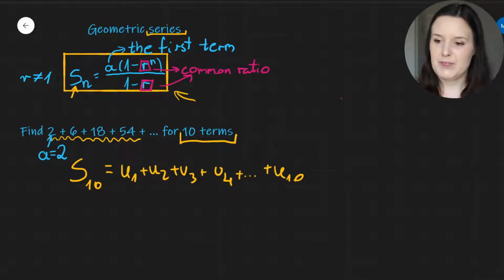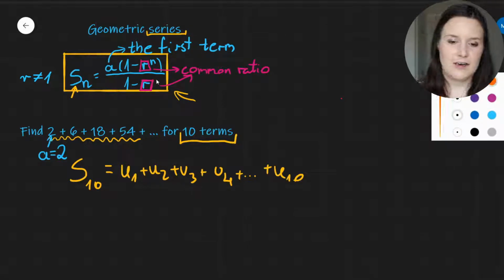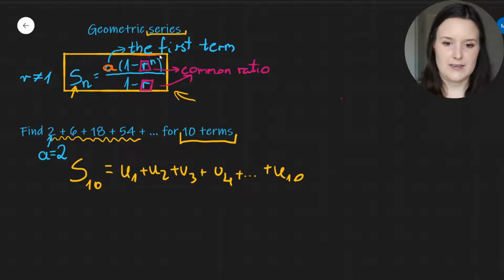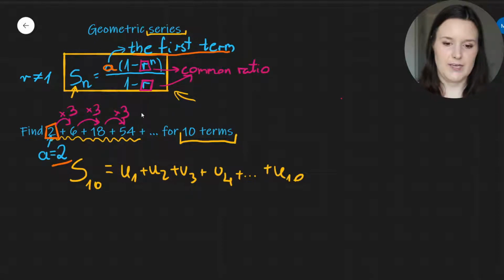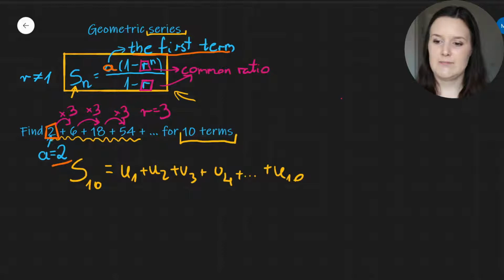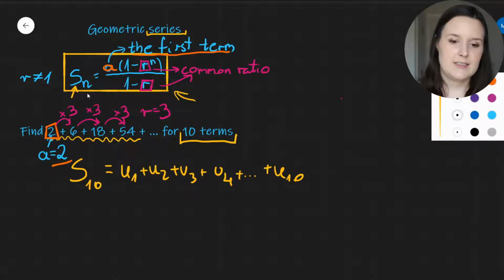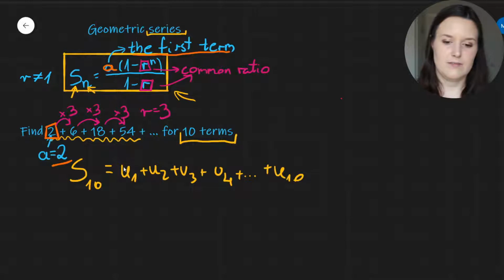So, one more time. The A stands for the first term. In the example that I prepared, the first term is 2. The R stands for the common ratio. In the example that I prepared, we can figure out that the common ratio is 3. Having the first term and the common ratio and knowing how many terms we want to add, we can simply substitute into this formula and find it.